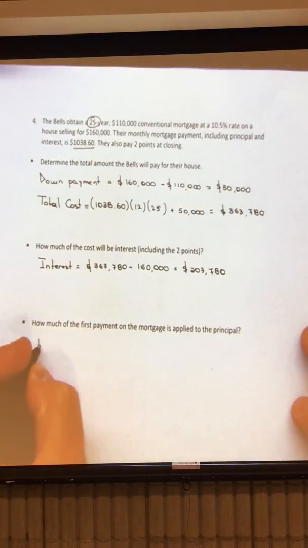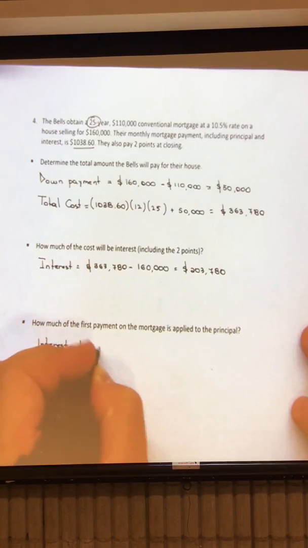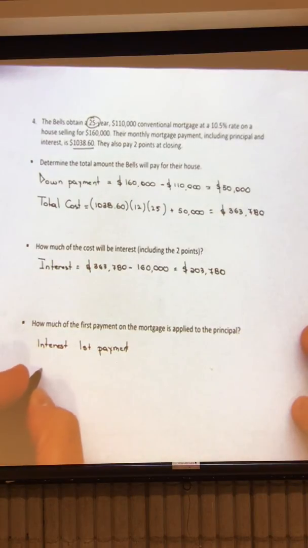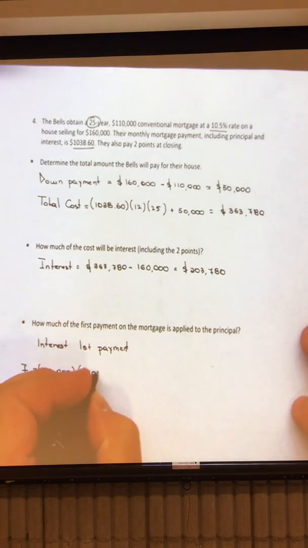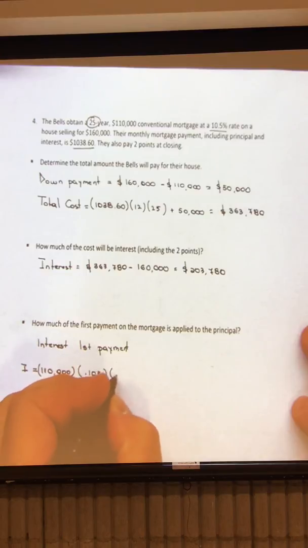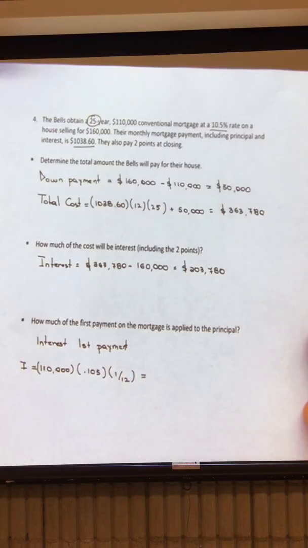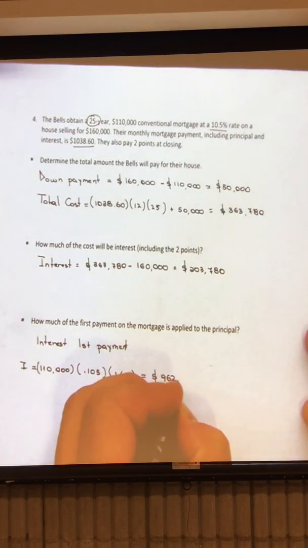We have to find the interest on the first payment. The interest was $110,000 times the rate, 0.105 times 1/12, because the rate is for the year, so it will be for 1 month. So the interest that they pay was $962.50.